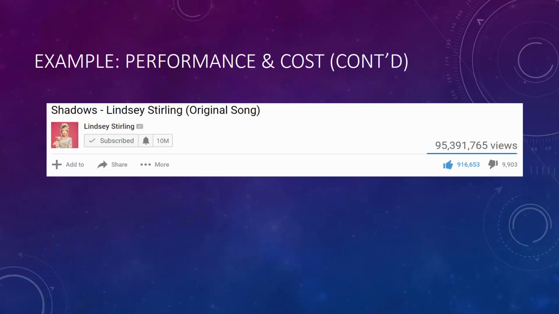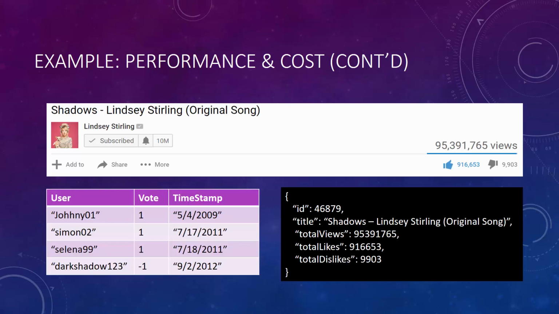Now, if somebody clicked on this video on YouTube, and let's say we stored transactional data in a relational database, coming up with these numbers would be basically terrible in terms of performance. It would take a long time to compute these numbers on the fly. So I came up with my version of YouTube's solution.